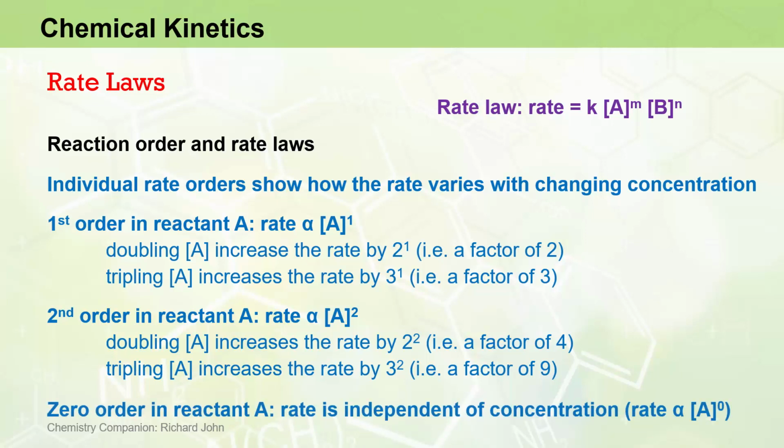If a reaction is 0 order in a particular reactant, the rate is independent of concentration, and changing its concentration will have no effect on the rate, since any concentration raised to the power of 0 is equal to 1. In the next video, we will look more closely at deriving rate laws from experimental data, and we will note these patterns shown here relating to rate changes when we double or triple the concentration of specific reactants.